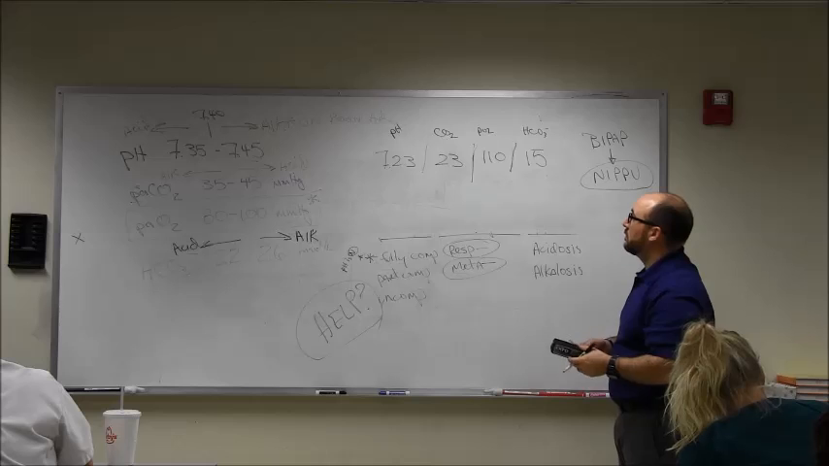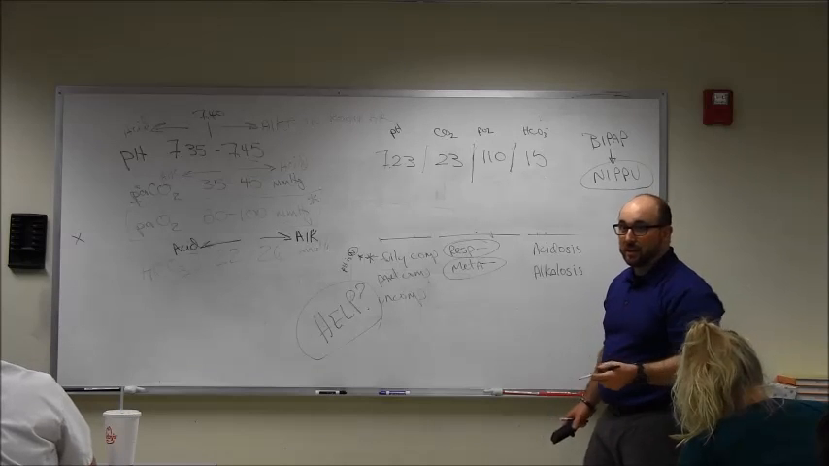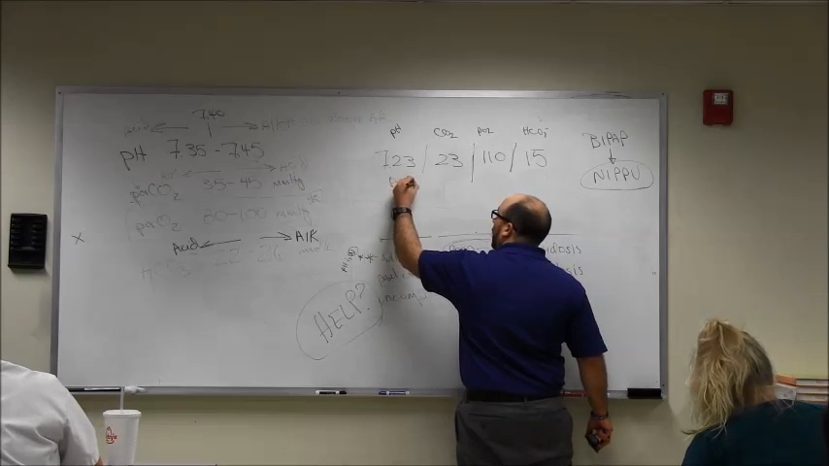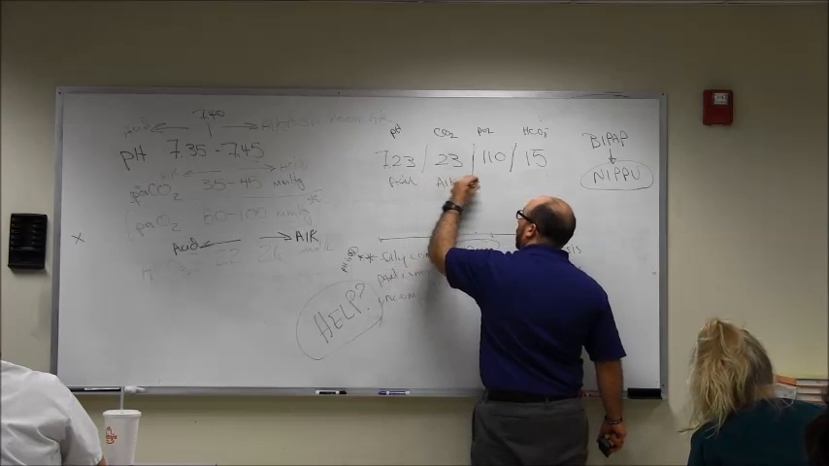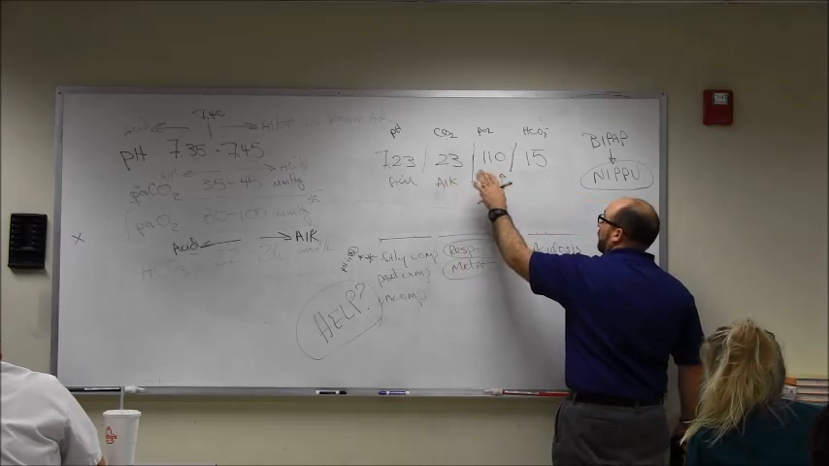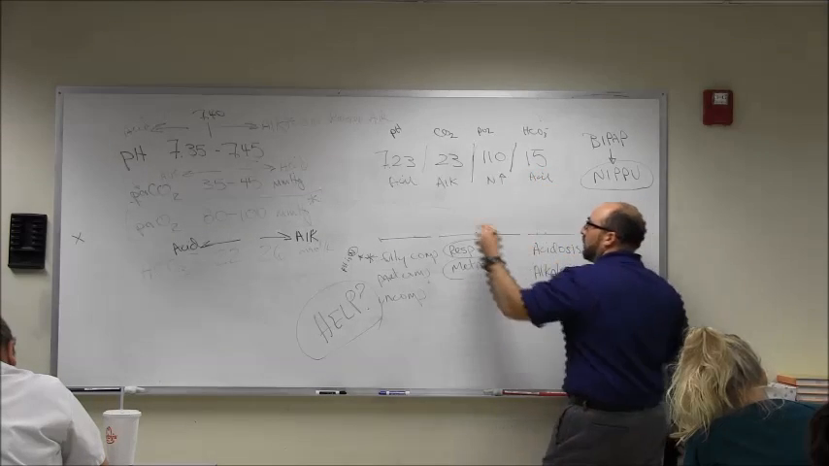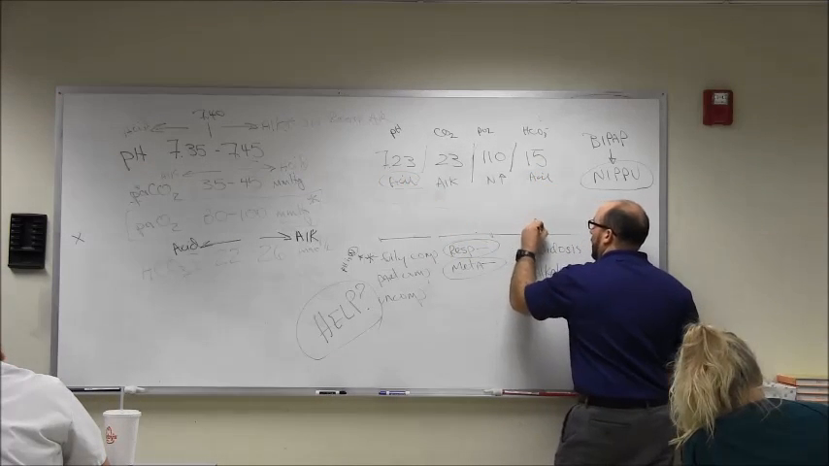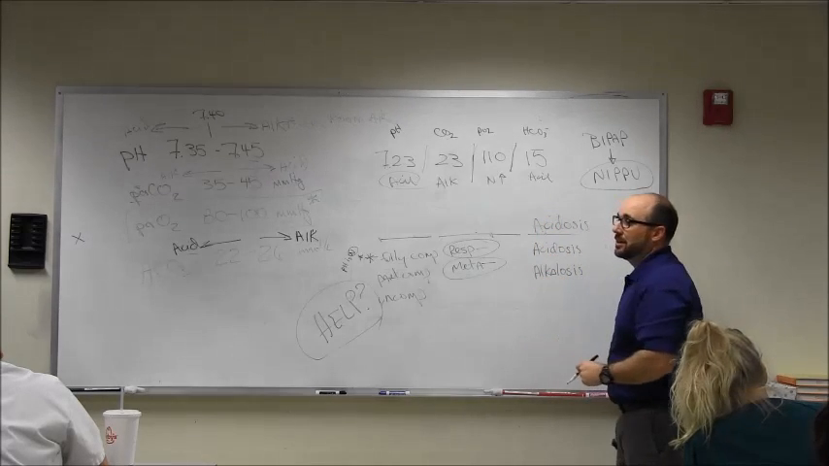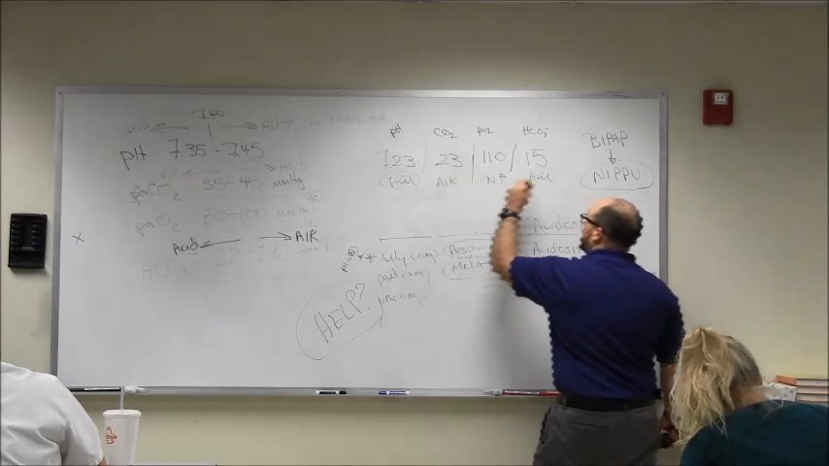Okay, 7, 2, 3, 23, 110, and 15. Let's go through it methodically again, okay? Acid, alk, normal or a little bit high, it matters what kind of FiO2 we're on, or kind of oxygen we're on. And this is acid. So this says acid, we put it over here, acidosis. Who do we blame it on? Which one matches? Metabolic. Does everybody get that? Because this is acid, this is acid.